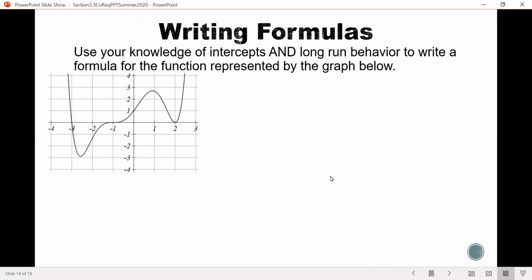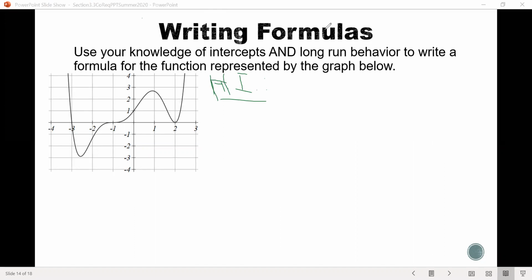So here we're going to work on writing a formula of a polynomial given the graph. The instructions tell us to use our knowledge of intercepts and long-run behavior to write the formula. So what we're going to start with is identifying the different intercepts. We'll start by identifying the horizontal intercepts, HI for horizontal intercepts. And as we identify these, we're also going to identify their multiplicities.